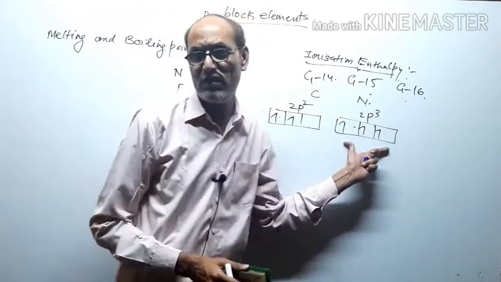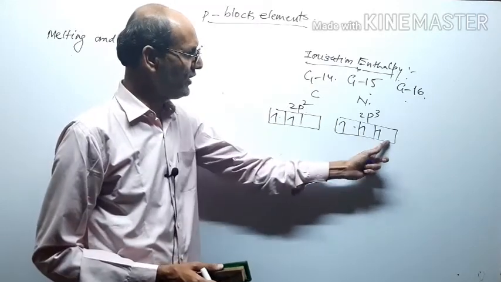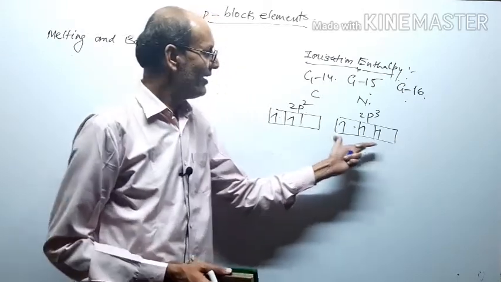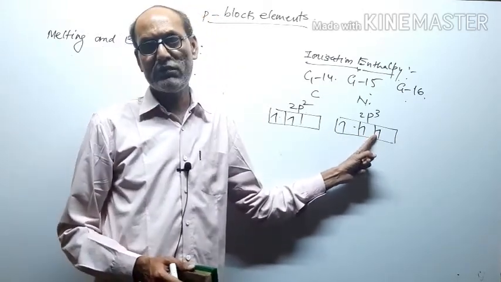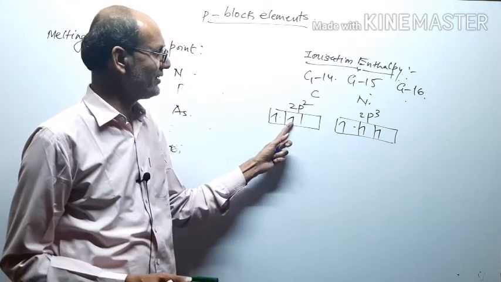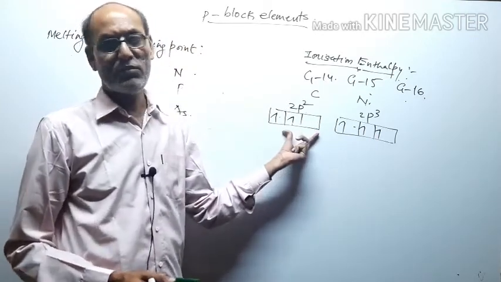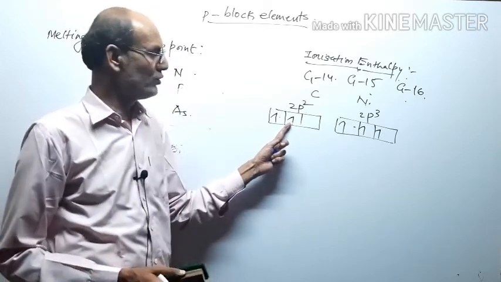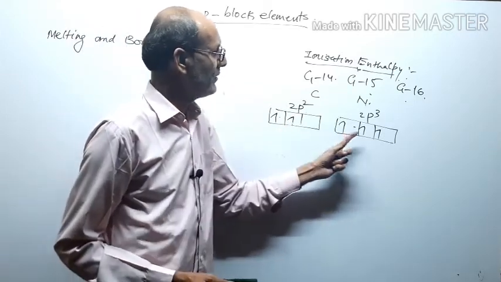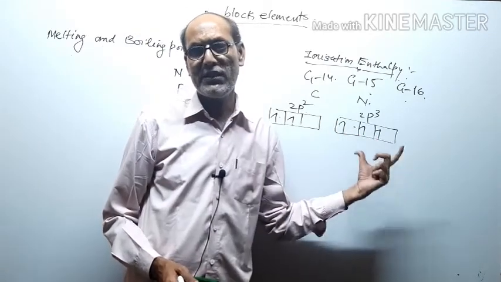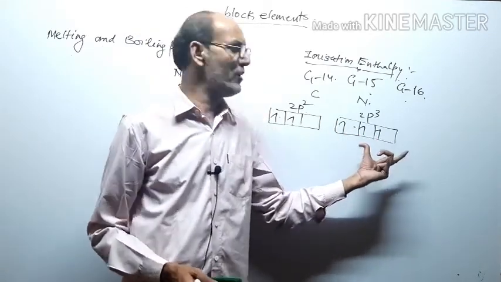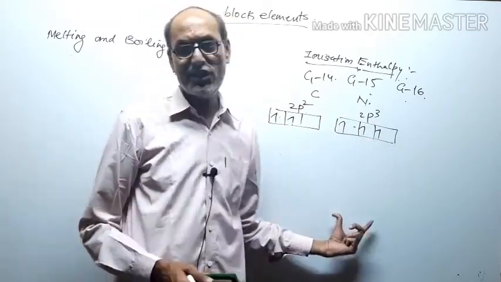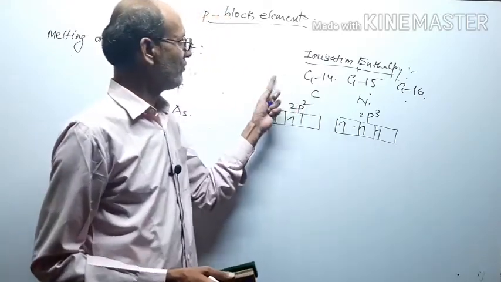What do you observe here? It has a stable configuration and a half filled p orbital. Due to the extra stability of the half filled p orbital, more energy is required to remove this electron. In carbon, the p orbital is incompletely filled, so this electron can easily be removed and less energy will be required to lose one electron. So due to the extra stability of the p3 configuration, or half filled p orbital, group 15 elements have extra high ionization enthalpy in comparison to group 14.